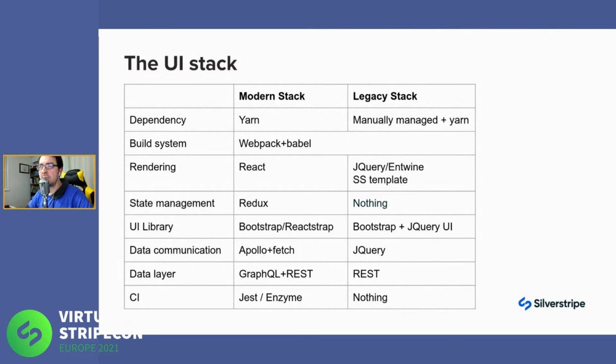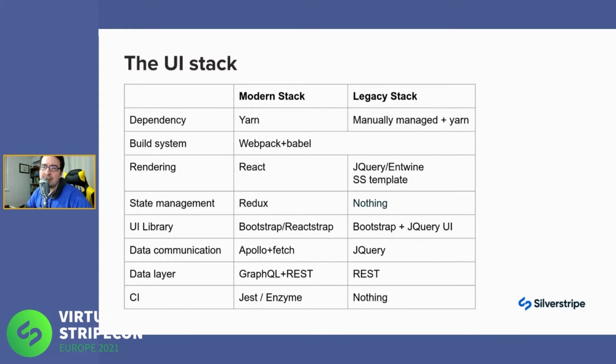So for example, there's quite a few places where we will use Entwine to dispatch Redux actions or initialize React components. The reverse is not true, however. So normally the React side is isolated from jQuery, and Entwine is not really aware of what's going on there. So just a pro tip here: if you're working on a React component inside Silverstripe CMS and you find yourself doing jQuery calls, you're probably doing something horribly wrong, and you probably need to rethink your approach.